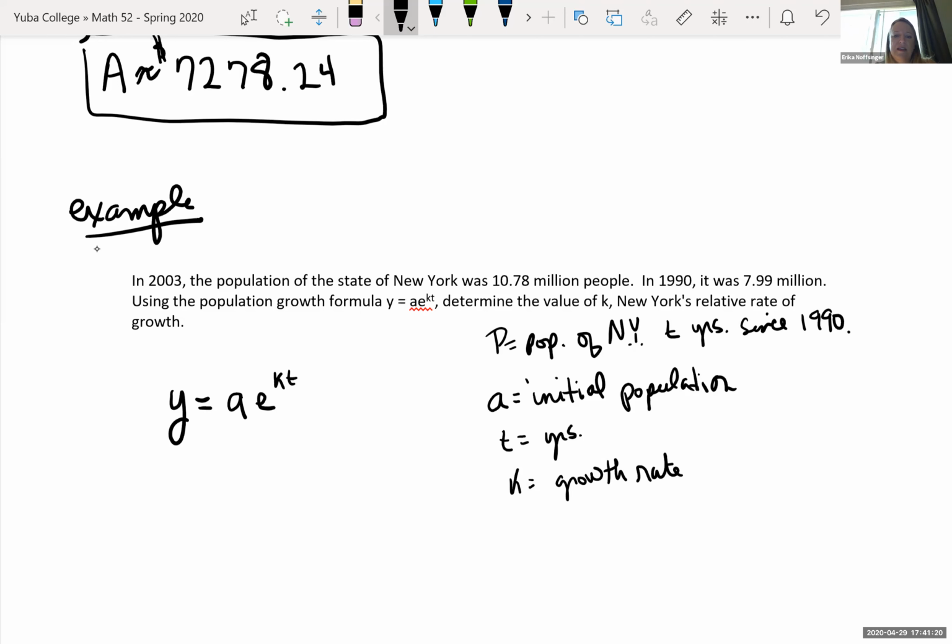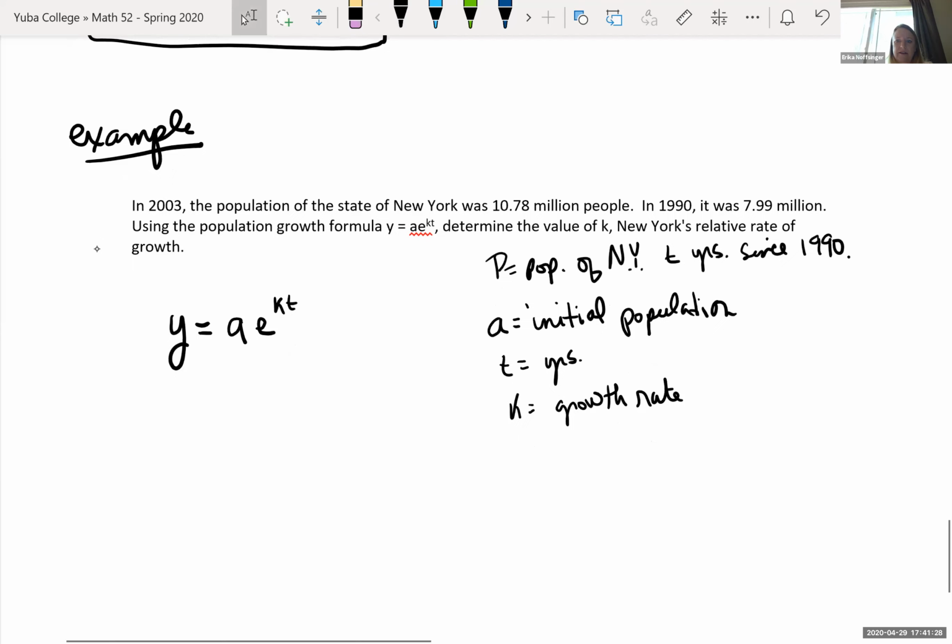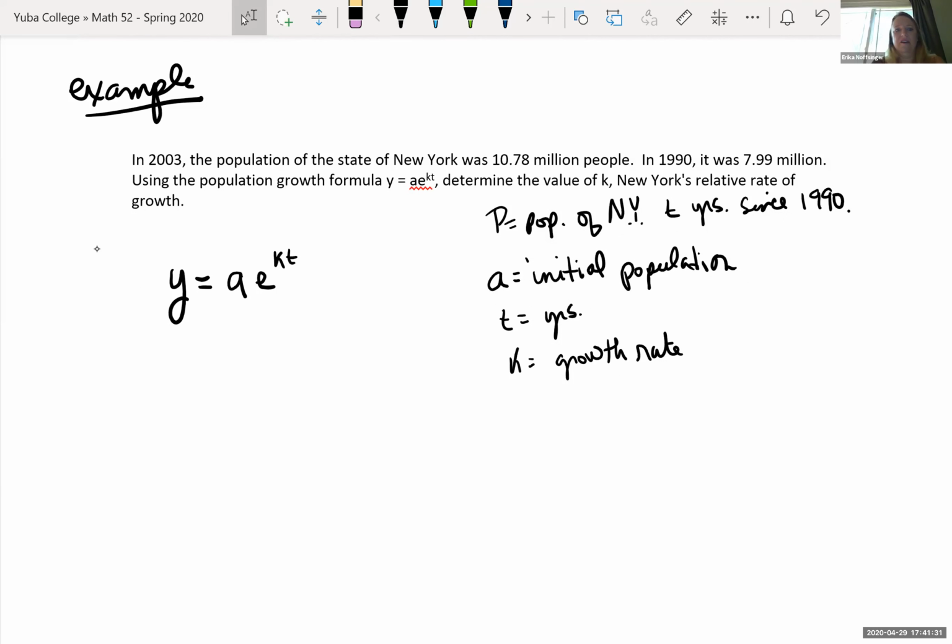Okay, so we've been given a bit of information so that we could figure out what our K value is. Okay, so let's first look at the initial equation. Y, the population of New York, is equal to the initial amount. It tells me here in 1990, there were 7.99 million people. So I'm going to put 7.99 million people times E raised to the KT.